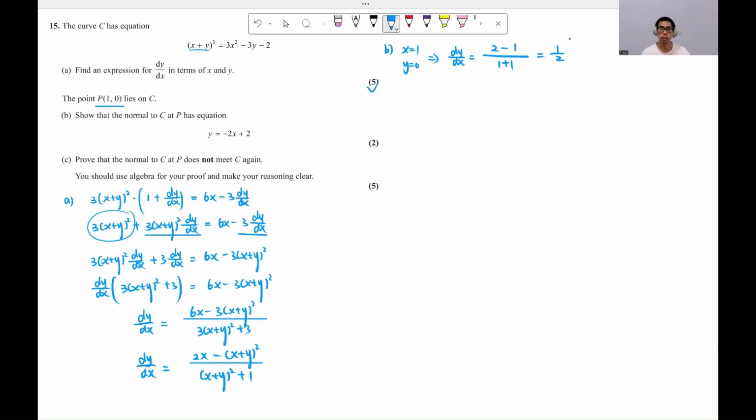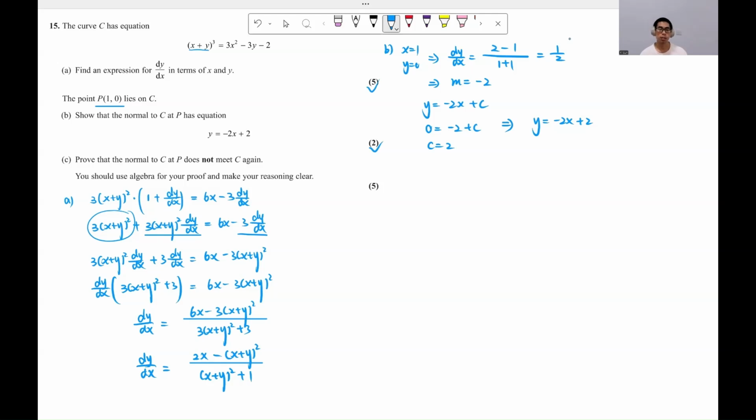So which means the gradient for the normal will be the negative reciprocal. So m is negative 2. So we have y = -2x + c. So substitute in the coordinates, when y equals 0, x equals 1. So 0 = -2 + c, so c is equal to 2. So therefore, we have y = -2x + 2. That's all. Okay, part B done.